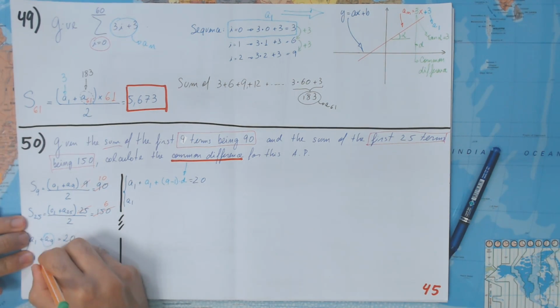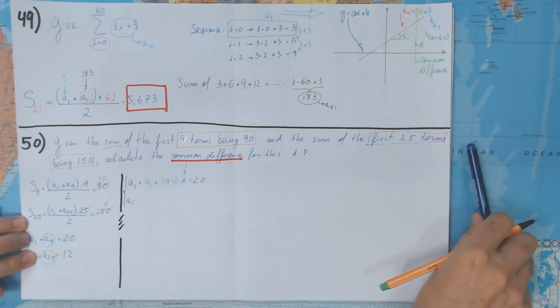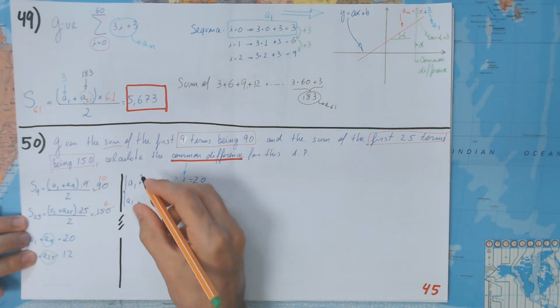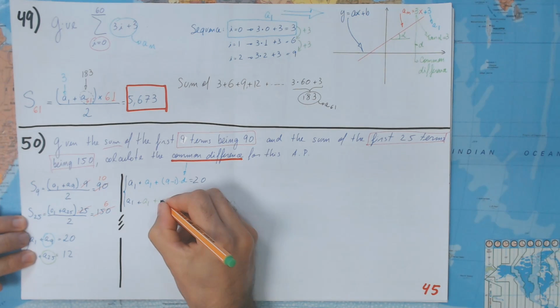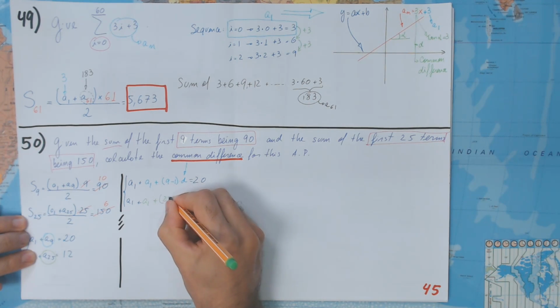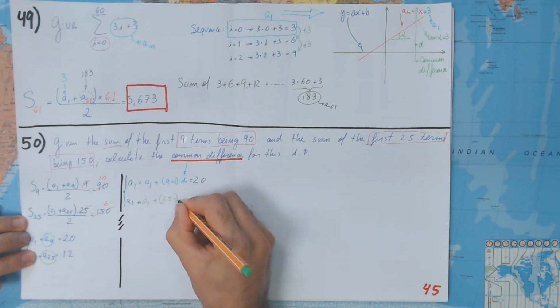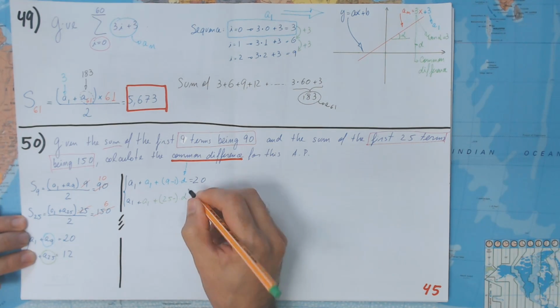A25. Let's try this guy in here. So this is going to be plus A1 plus, this is going to be 25 minus 1 times D. Wonderful, that's what I wanted.